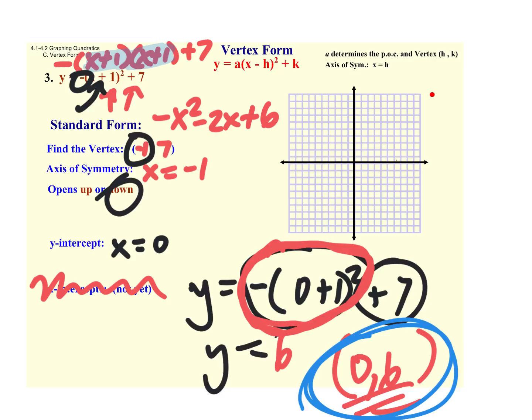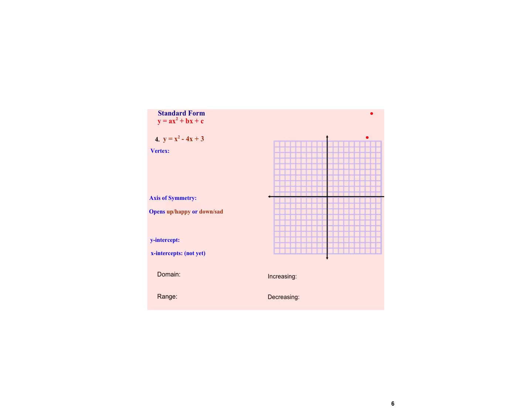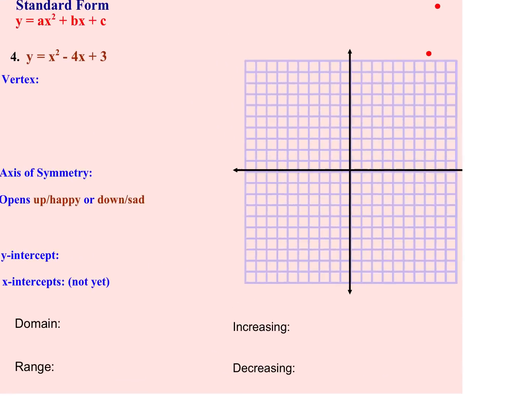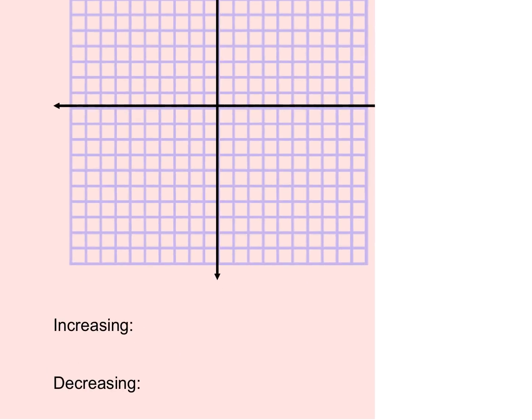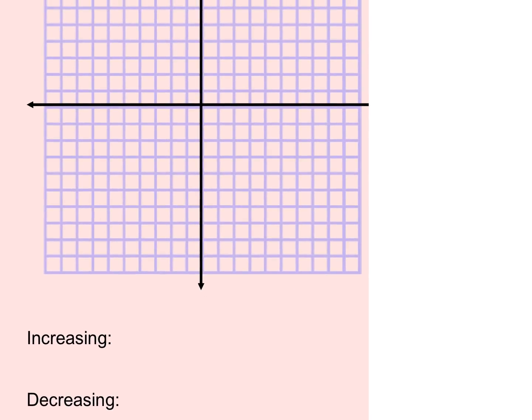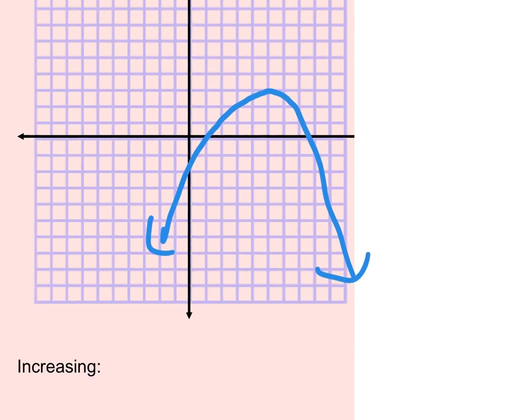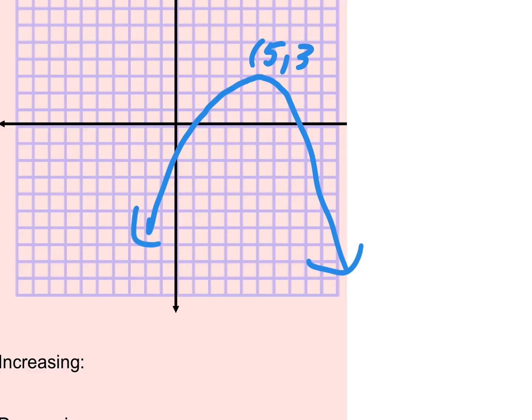Okay, any questions about that one? All right. Well, tomorrow's the official review day. The only thing I'm really worried about is increasing and decreasing. So we're just going to do one more like that, and I'm going to give you this graph. Its vertex is at 5 comma 3. And I just want you to tell me, where is it increasing? Just the increasing first. Where is this thing increasing?